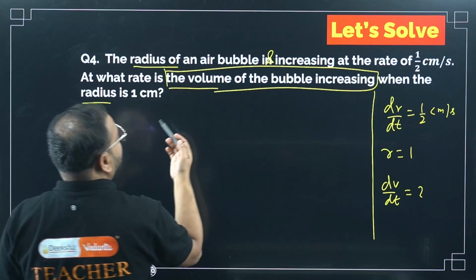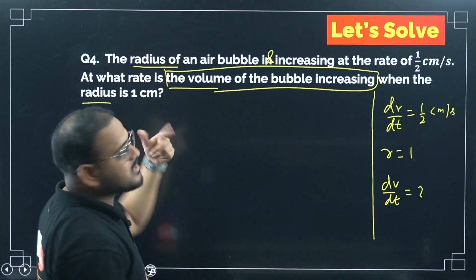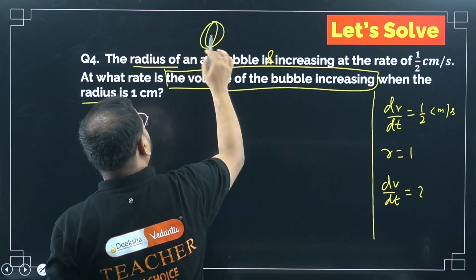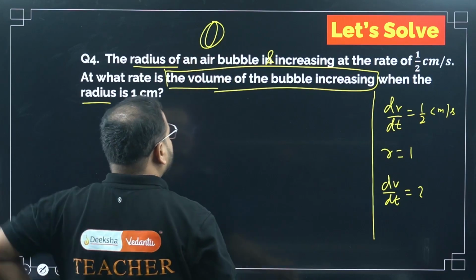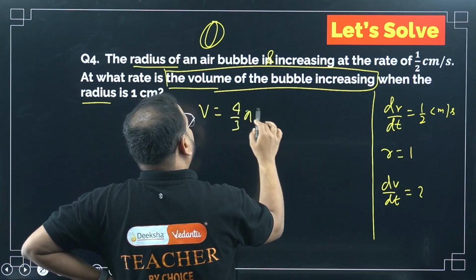So what is this? Bubble means what? It will be spherical in nature. Correct. This is having volume, means spherical in nature. A bubble will have a spherical nature. Okay. Correct, right? Spherical nature means what is the volume? V equals 4 by 3 pi r cube.